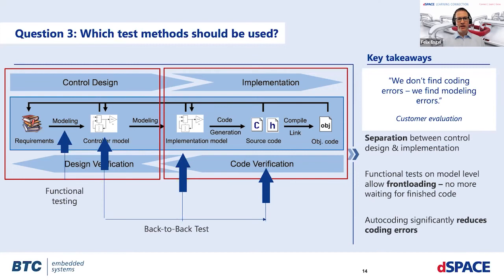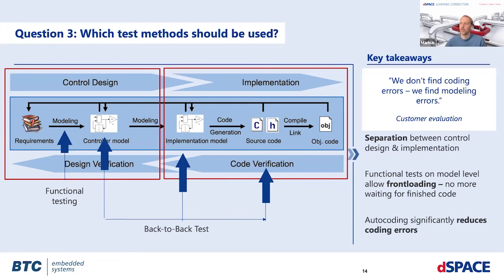And so the way you do this is that you test the model against the requirements. That's functional testing. Once you are green here, then you can test the generated code versus the behavior of the model. That's a MIL-SIL-PIL comparison, and that's what we call back-to-back test. And once you get that, then you know both are correct, it does what it should do. And the result is that our customers tend to say, we don't find coding errors anymore. Now we find modeling errors, which is, of course, a lot easier.